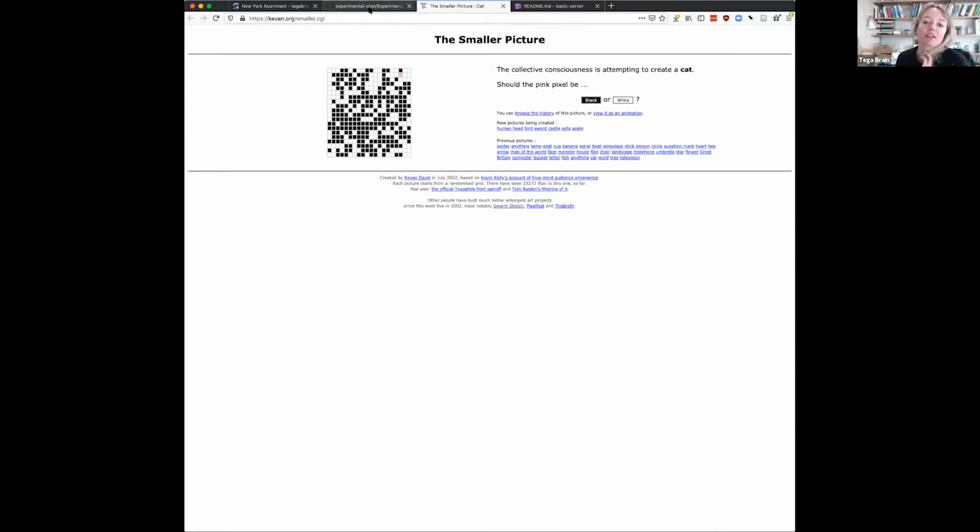So with this project, you go to this website and the prompt is, we're trying to create a picture of a cat, but the only interaction I'm able to do here is I can change one pixel. Oh, it asked me, should this pink pixel here be black or white? And so I can only make the tiniest decision in this collective effort to draw a picture of a cat. You can see the collective effort isn't going so well because the image of the cat hasn't really emerged. But we can make a decision here of whether the pixel should be black or white.